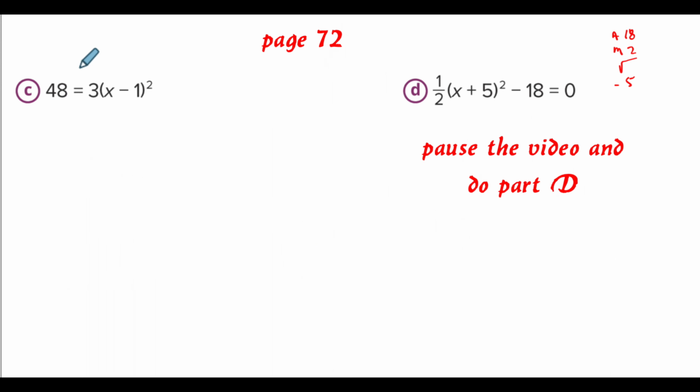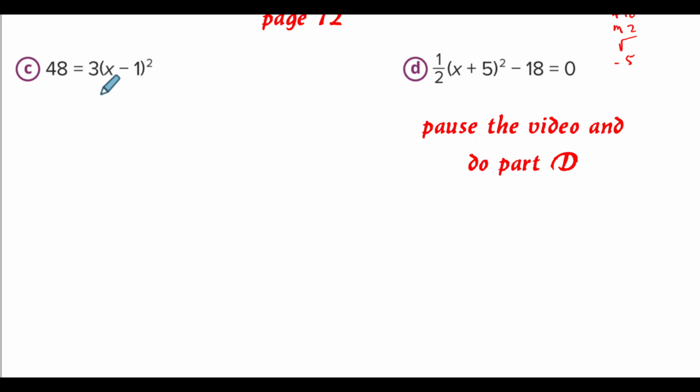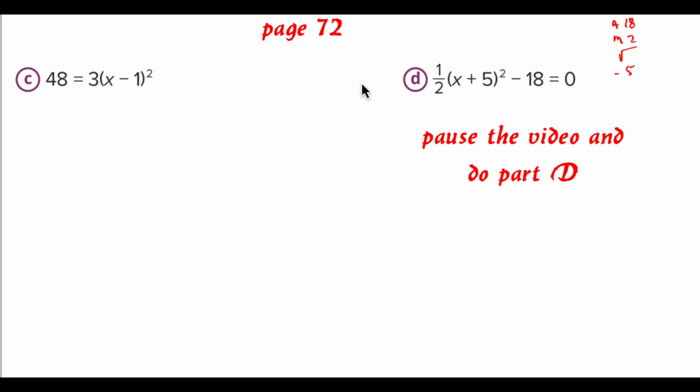So we're going to use similar strategies on C, and then you're going to use your own strategies on D. Anyways, C. We have 48 equals 3 times the quantity squared. Let's get rid of that 3 first. That's the easiest way to deal with this. We can divide both sides by 3. And that'll give us 16 is equal to, these will cancel out, and we're left with x minus 1, and that quantity is squared.